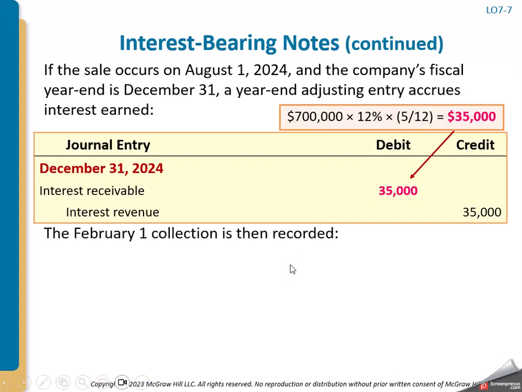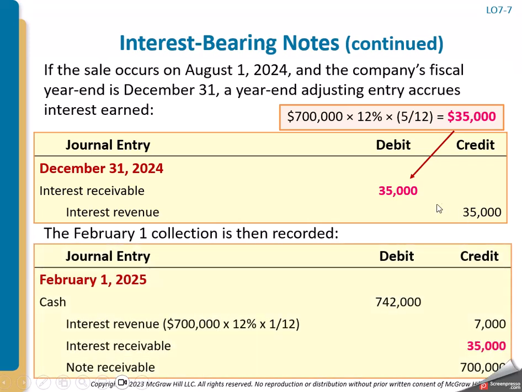Now, if it crosses over the end of the year, we want our financial statements to be as accurate as possible. So we need to accrue the interest that they owe us. In this case, it was August 1st to December 31st, so 5 months. We'll set up a receivable and we'll record the interest revenue. But then when they pay us, we have to remember to take it out of that interest receivable, and the remaining month of interest would go to interest revenue in the next year.